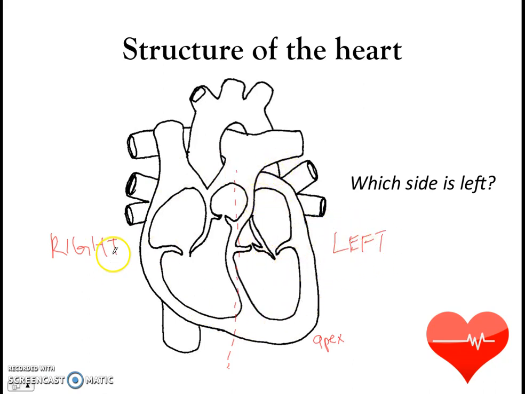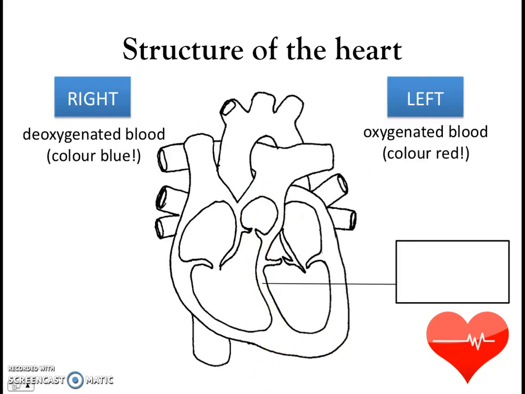So this is the left side of the heart, this is the right side of the heart. Again, if you get lost, always look for the pointed part of the heart, called the apex, and that would be the left side. Okay, so we can see here the diagram again, and this is the left side of our heart, and this is the right side of our heart.